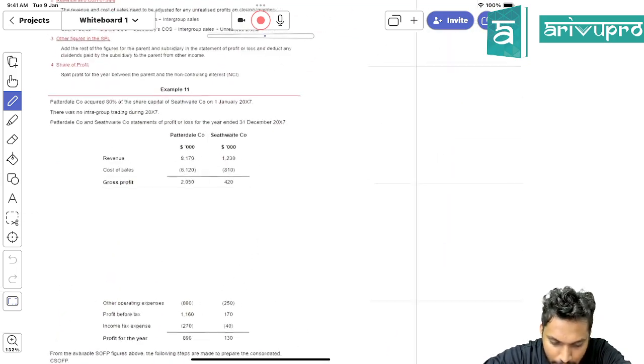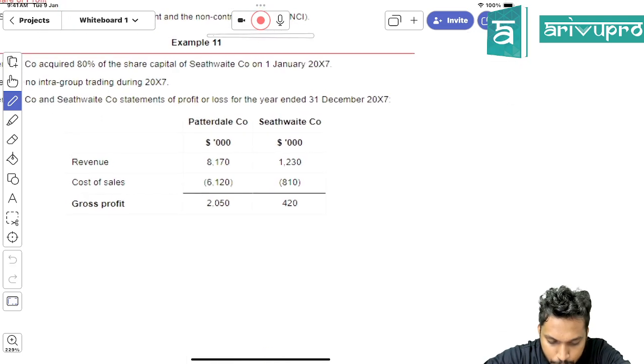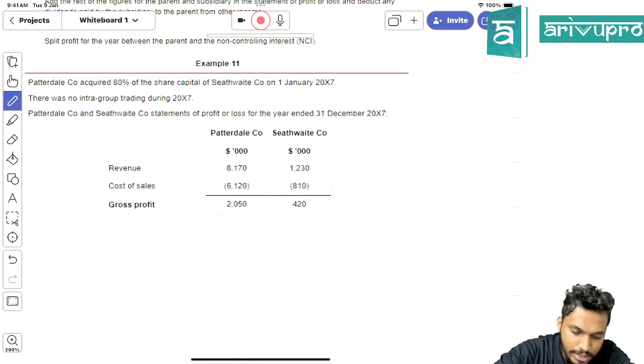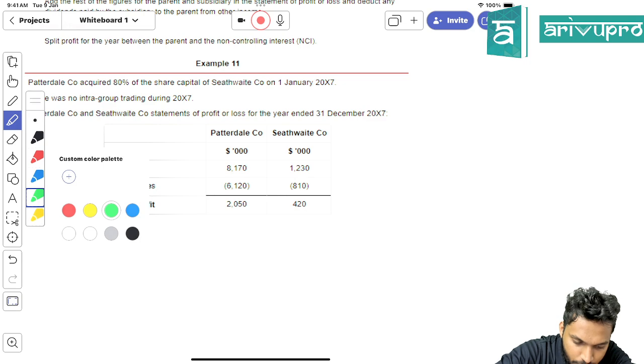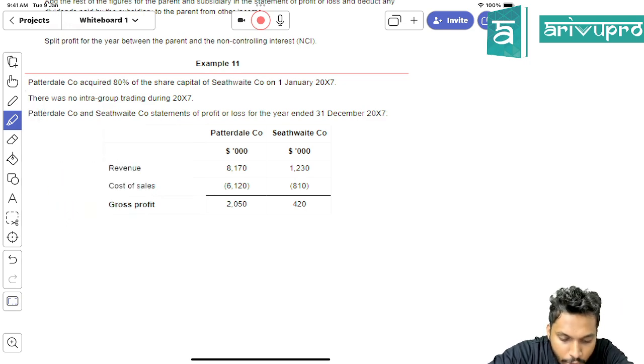Now see this example, let's do it together. This is an example question. P company acquired 80%. How much are they acquiring? 80% of the share capital of S company on 1st of January 2017. There was no intra-group trading.